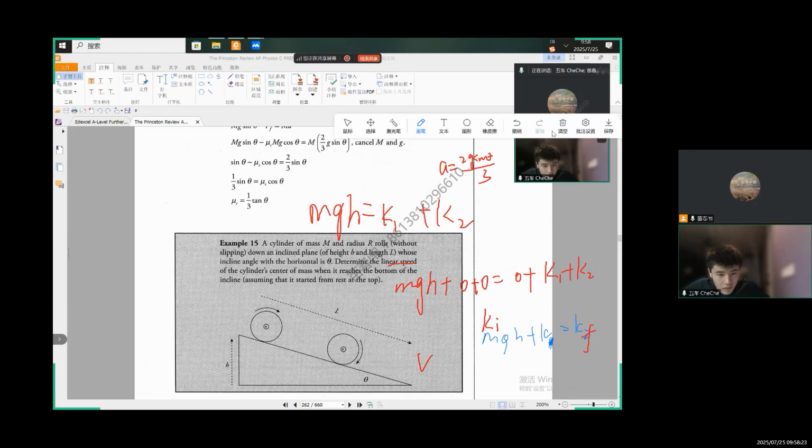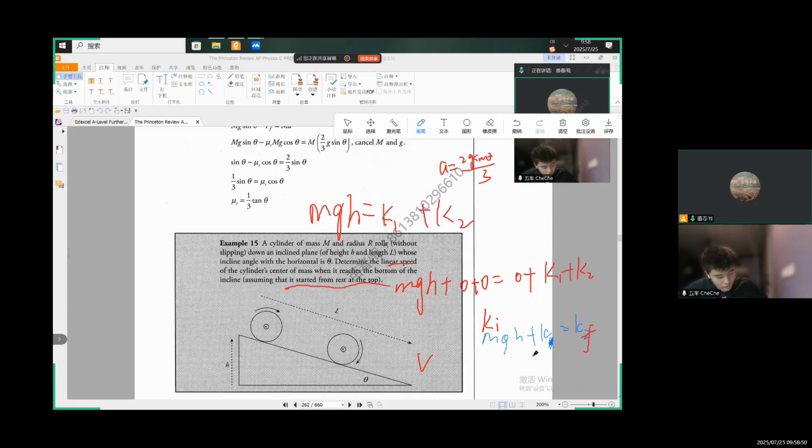It's okay here. Assuming it started from rest at the top. Oh, whoops. Yeah. And also when they say roll down an inclined plane, normally we're saying that if there's an initial velocity, they will tell you. If they didn't say, normally there's not.